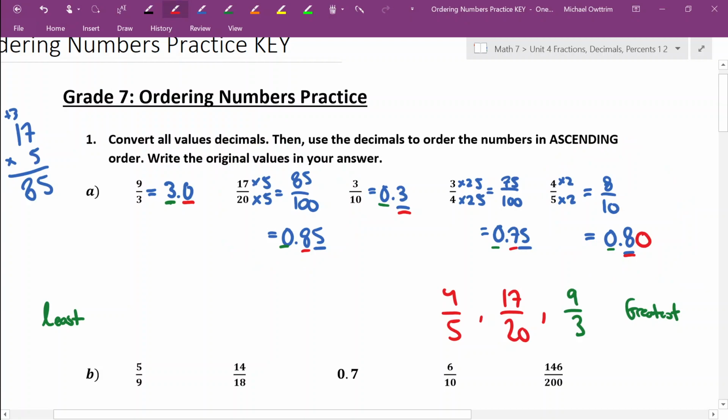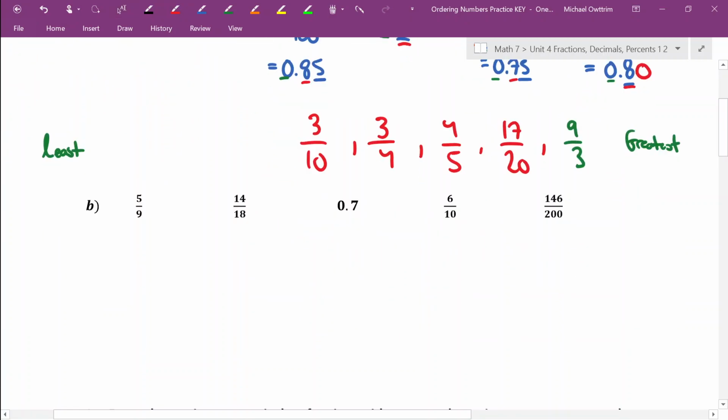The ones we have left are 0.3 and 0.75. Obviously 0.7 is bigger than 0.3. So then we've got our 0.75, which was 3/4, and then our 3/10 as our last one. So our order is 3/10, 3/4, 4/5, 17/20, and 9/3 from least to greatest.